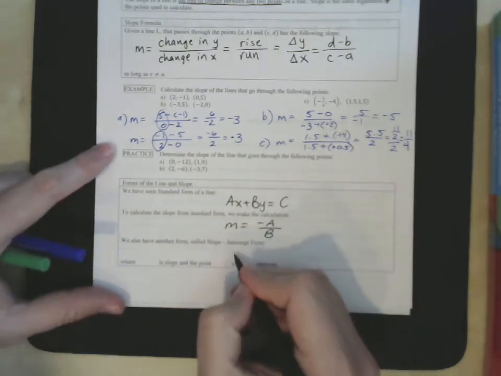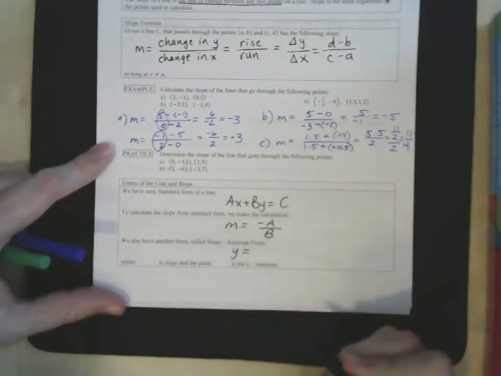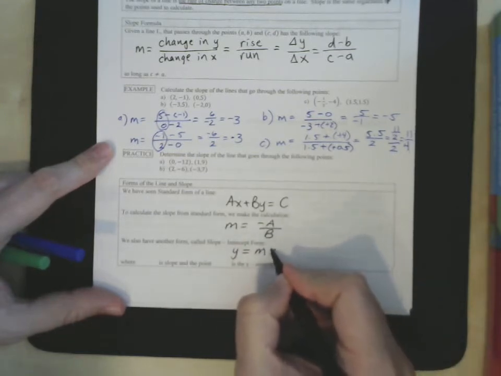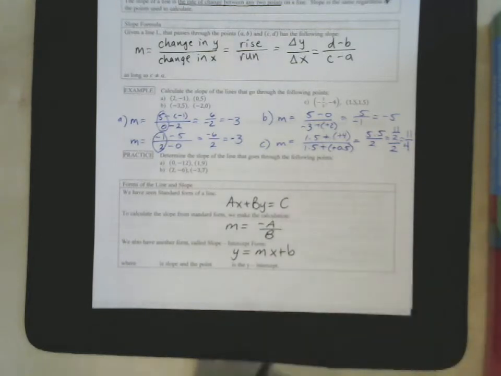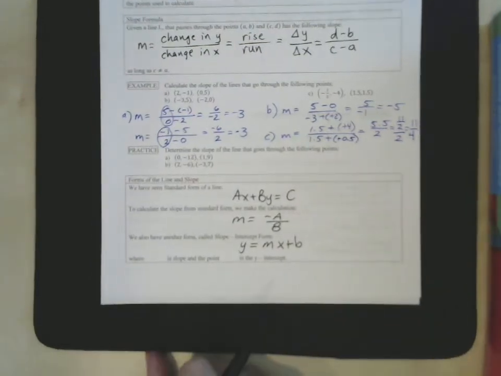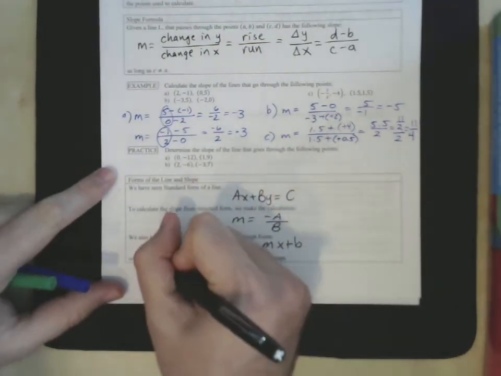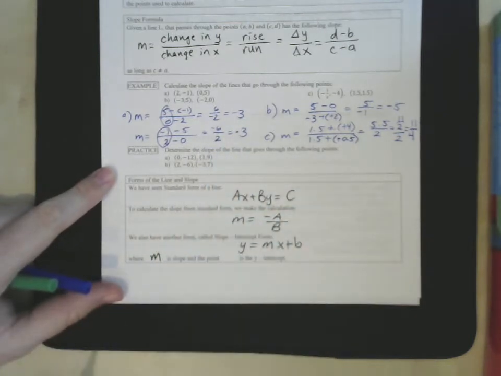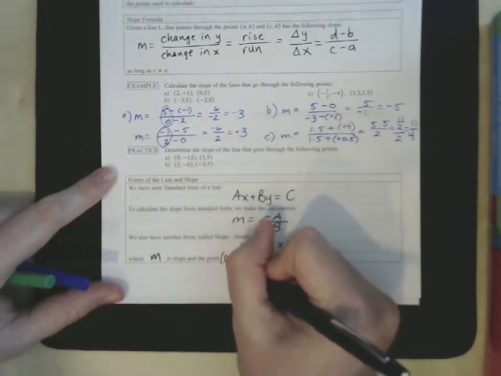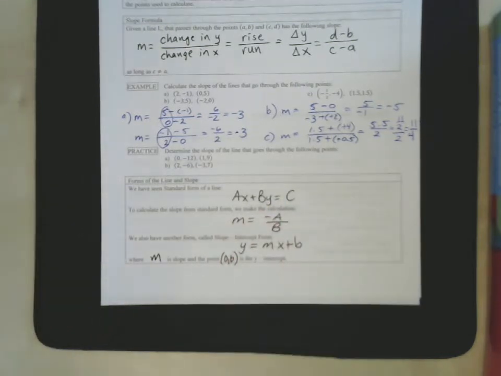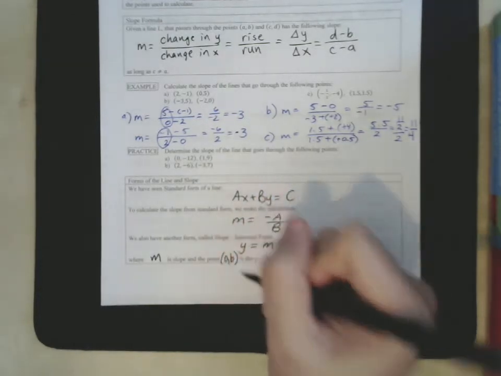And we also saw in the last section, slope-intercept form is y equals mx plus b. Now this is the preferred version for a lot of students of lines, because m is our m for slope, and b, if we put it into a point as 0 comma b, is the y-intercept. So it literally gives us slope and the y-intercept.